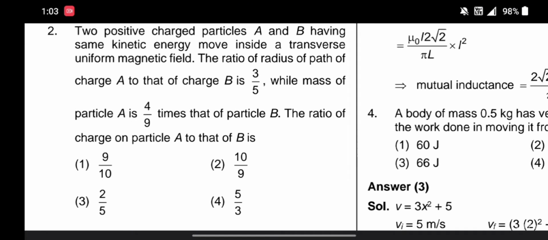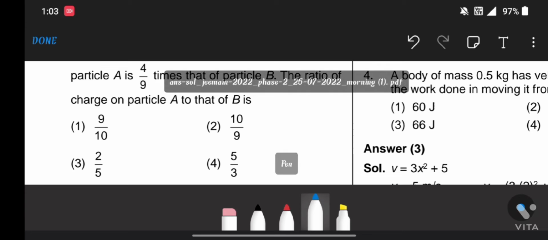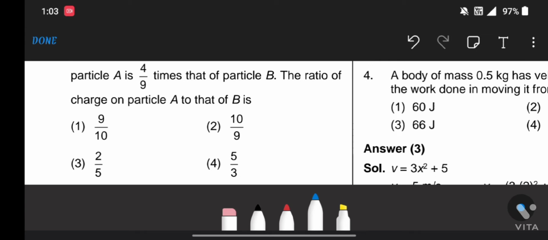So as you saw, we solved the answer there, and after solving, the answer we got is 10 by 9. The options, let us see now. The first option gives 9 by 10, but we got the answer 10 by 9, so we cannot change it. So the second one they have given is 10 by 9.